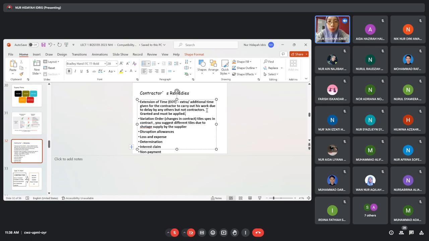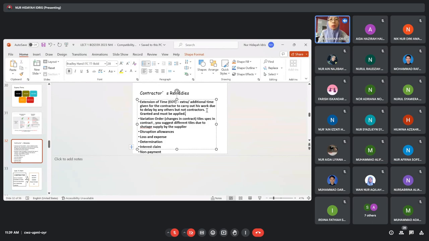Granted and must be applied is that, okay, suddenly we have extreme weather changes. It has been raining non-stop for a week, so you can't pour concrete and can't proceed with work. The site is flooded, so you couldn't proceed with the work. It disrupts your progress of work, so it's delayed.